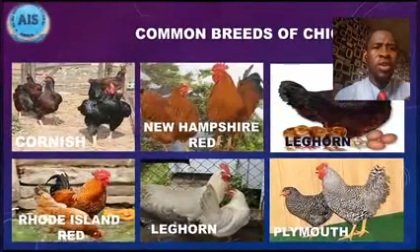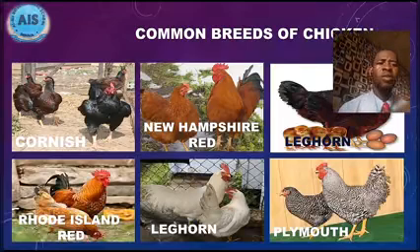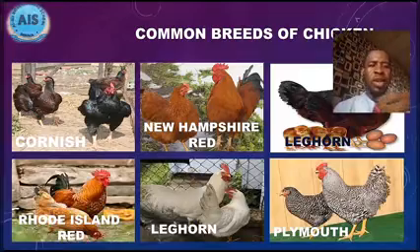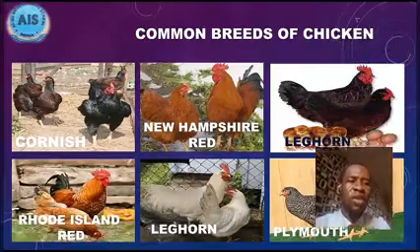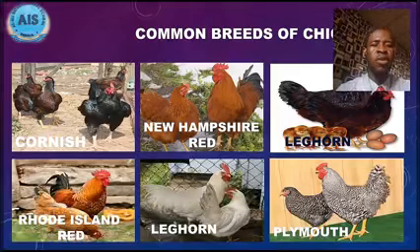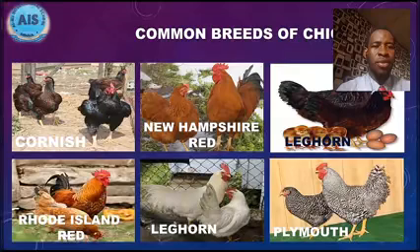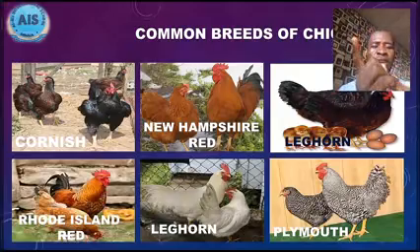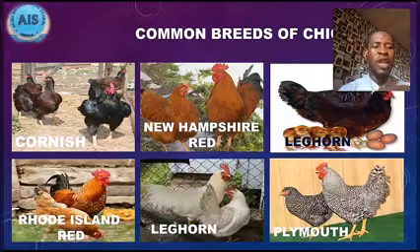So if I should ask you an examination that mentions some of the common breeds of chicken, you have the Cornish, you have the New Hampshire Red, we have the Leghorn. Can you see Leghorn here? Very good. High in production of what? Eggs and chicks. And also with the Rhode Island, we have the Plymouth. So 5 main breeds of chicken: Cornish, New Hampshire Red, Leghorn, Rhode Island, and Plymouth. So Leghorn, we have the black and the white. Do you understand that? Very good.